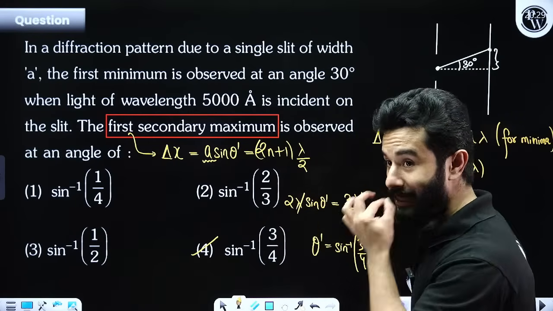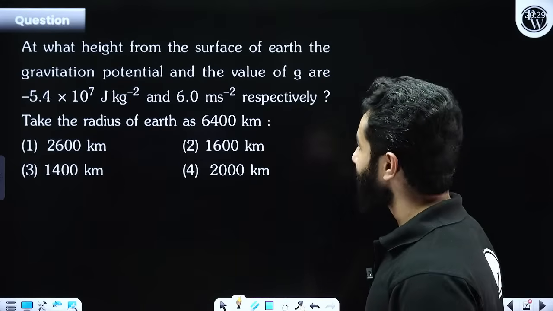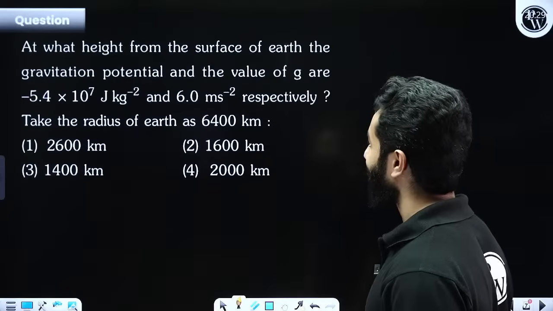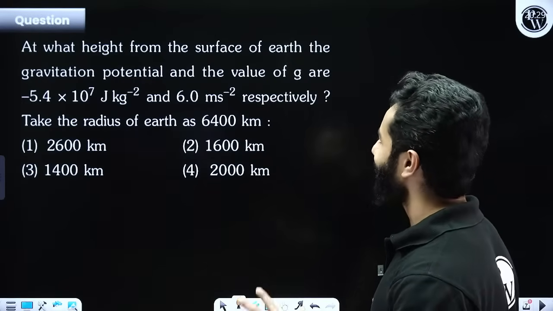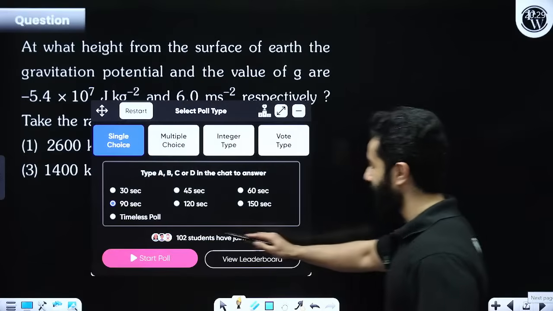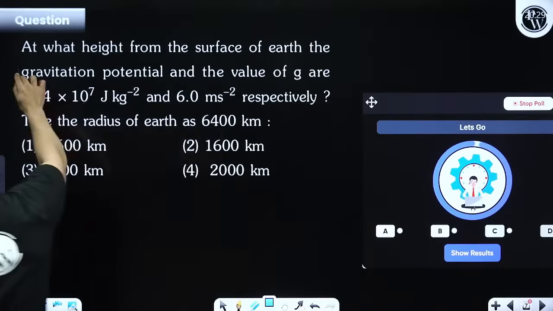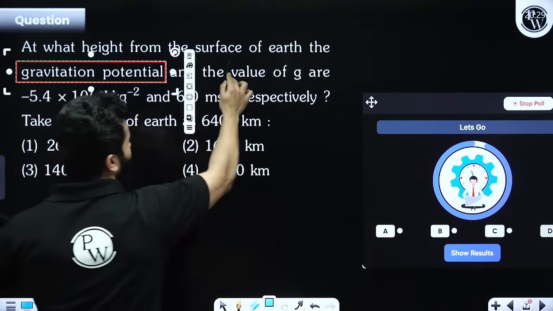Hopefully, this is absolutely clear. Let's move on to the next question. In this question, they are saying at what height from the surface of the earth gravitational potential and the value of small g are this, take the radius as this. Chalo, 90 seconds. Let's start, my dear friends. Gravitational potential and value of g.